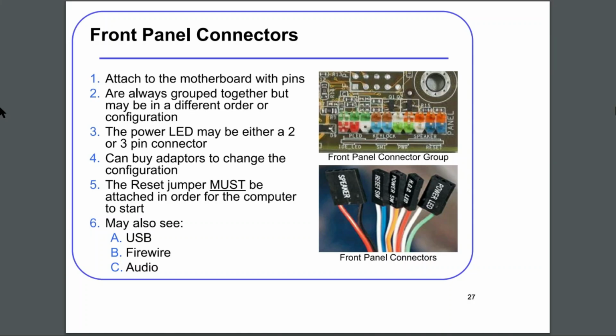Let's see the front panel connectors. You can see the front panel connectors group. Attached to the motherboard with pins, they are always grouped together but may be in a different order or configuration. The power LED may be a 2 or 3-pin connector. You can buy adapters to change the configurations. The reset jumper must be attached in order for the computer to start. You may also see USB, FireWire and audio. So let's move to the next slide.